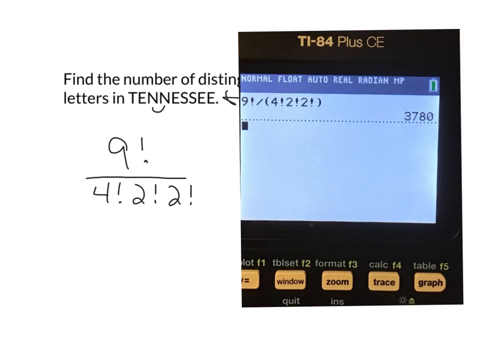That might be a good homework assignment. Bring in all 3,780 arrangements of the word Tennessee. Might be a good problem to do. Just kidding. We won't do that.